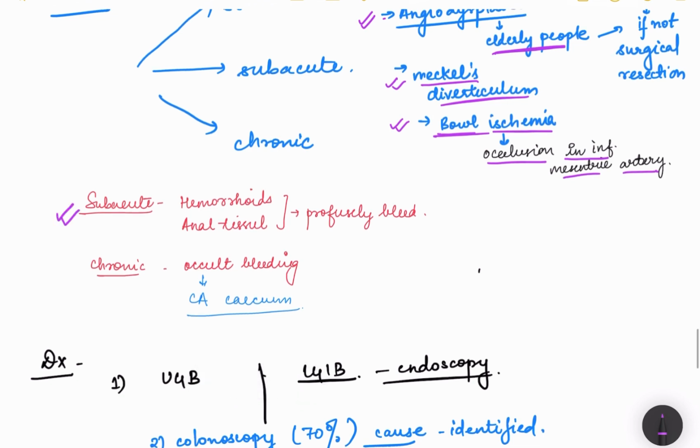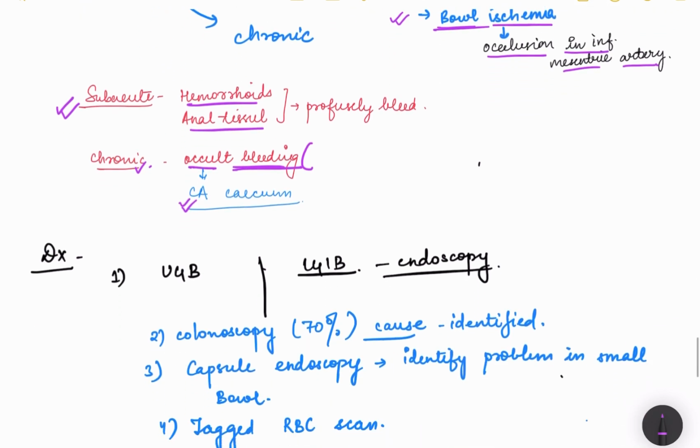The second group is subacute causes like hemorrhoids and anal tissue problems, which can bleed profusely, and it is very difficult to manage these conditions. Then chronic conditions like occult bleeding. Occult bleeding means we cannot see the bleeding from outside, so it is hidden bleeding. It can be seen in cancer of the cecum.